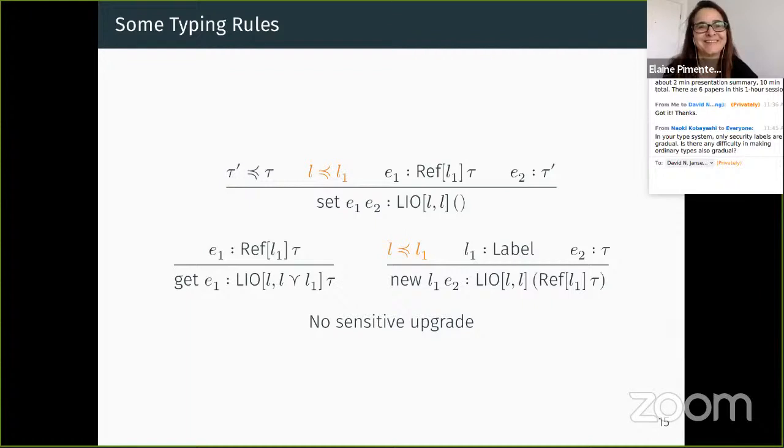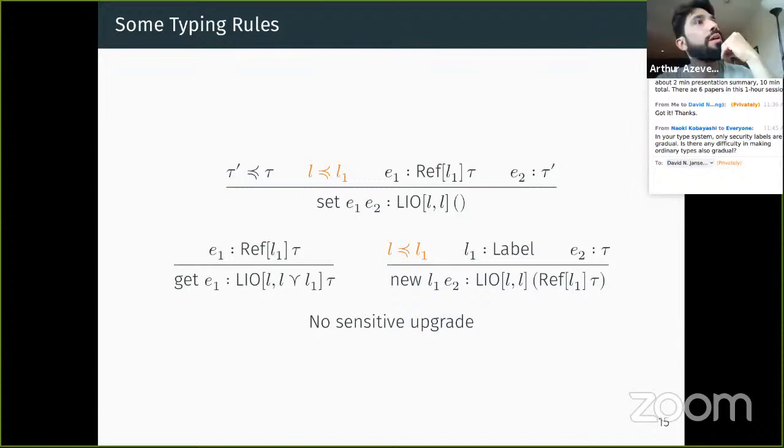Yes. I see there's another question in the group chat. So Naoki, would you like to ask the question? Yeah, I wrote a question in chat. So in your type system, only security labels are gradual. So is there any difficulty in making security types, ordinary types, also gradual? Is that an orthogonal issue?